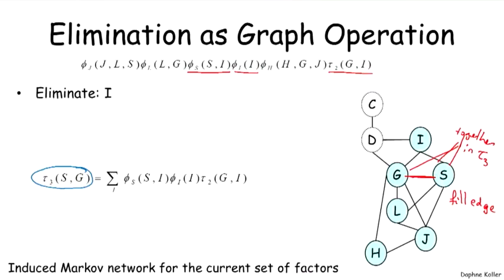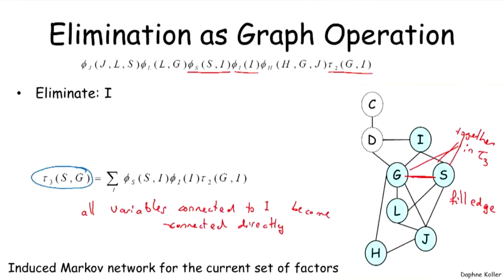Okay? So let me write that down. All variables connected to, in this case, I, become connected after it's eliminated. So become connected directly. And that's a general consequence of the elimination step process. It's just that the previous ones didn't happen to introduce fill edges.